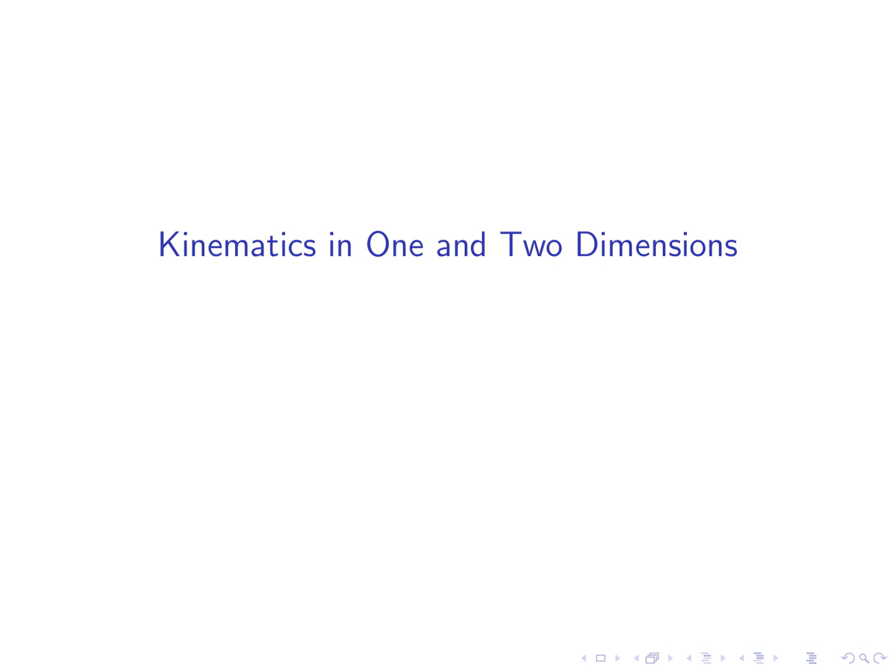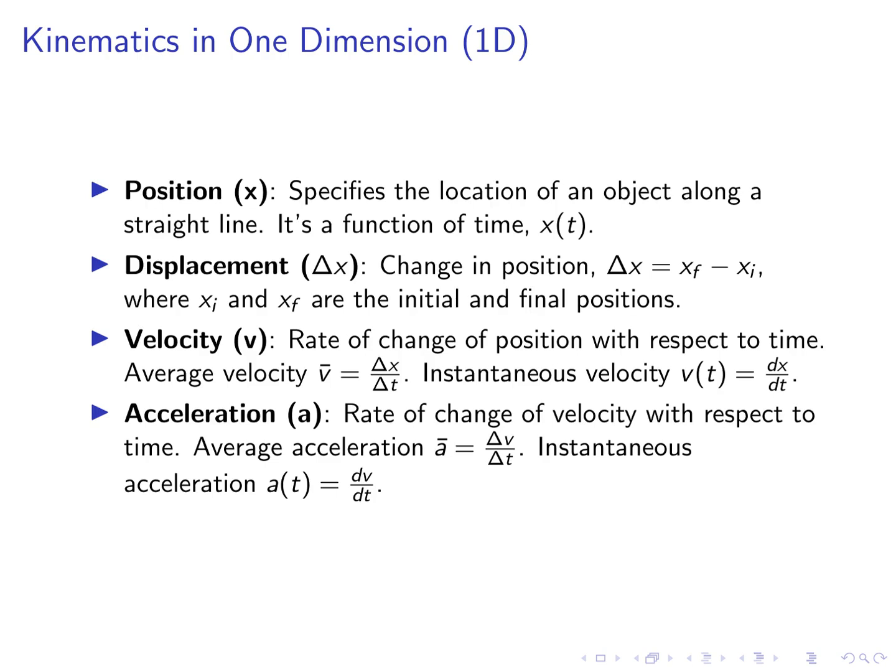Kinematics in 1 and 2 dimensions. Position, denoted as x, specifies the location of an object along a straight line. It's a function of time, represented as x of t. Displacement, or delta x, is the change in position and is calculated as the final position minus the initial position.